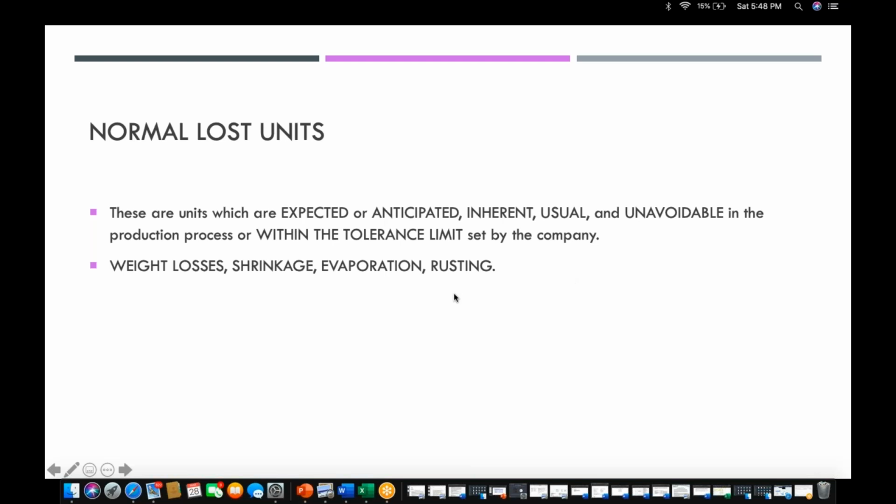And what are the examples of this normal loss? Like weight losses na kapag ka yung isang product upon transfer to the next department na nababawasan siya ng timbang, either nag-evaporate or may mga nalalaglag siya mga pieces kaya gumagaan yung timbang niya. Also shrinkage, evaporation, and rusting are examples of normal lost units or normal cause of losing some units in the production process.